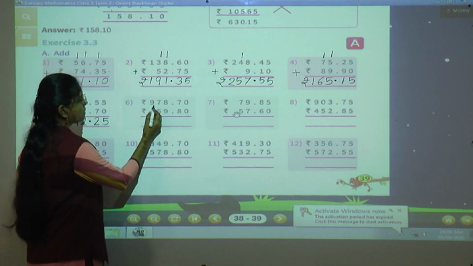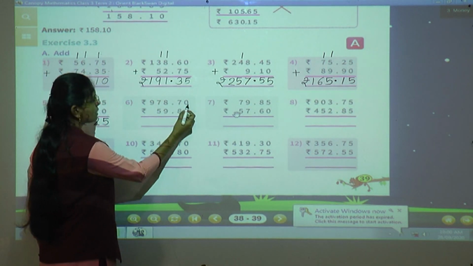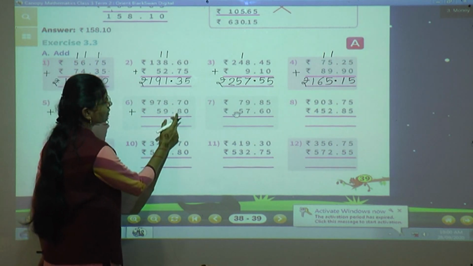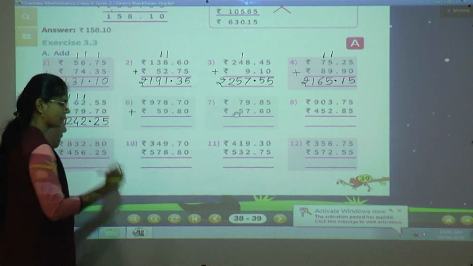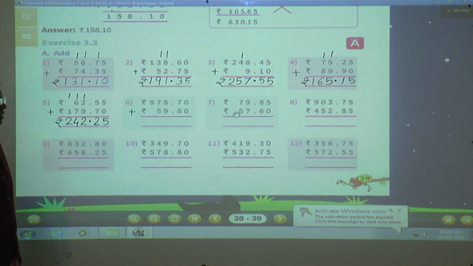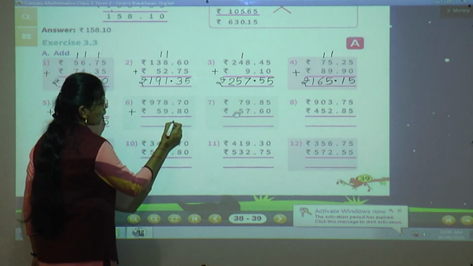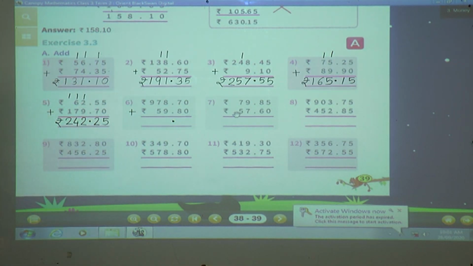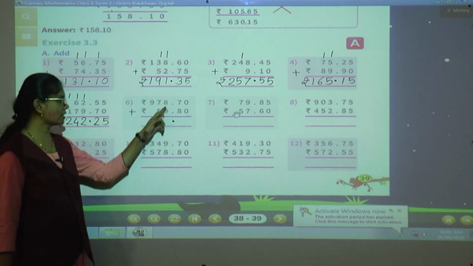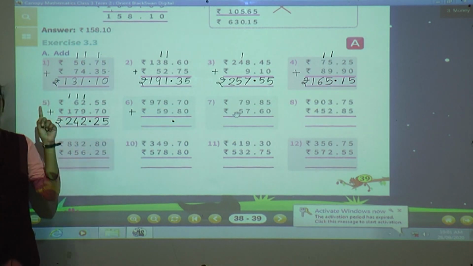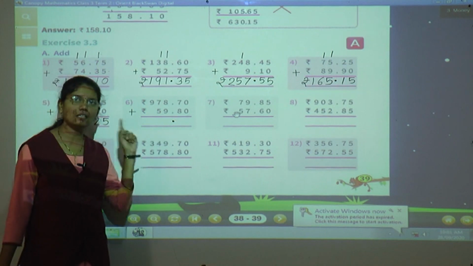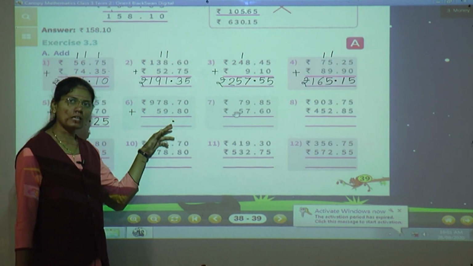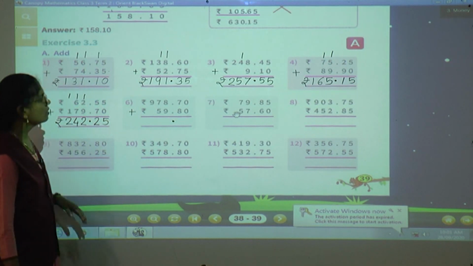Now see the next example, 6th number. See here, rupees 978 and 70 paise plus rupees 59 and 80 paise. Start from the paise. Before that we'll give a dot, one below the other. Yes, we will not forget. This step is very important. You have to give a dot, one below the other in the answers also. So in the starting only we can give a dot and then we can solve the sums.